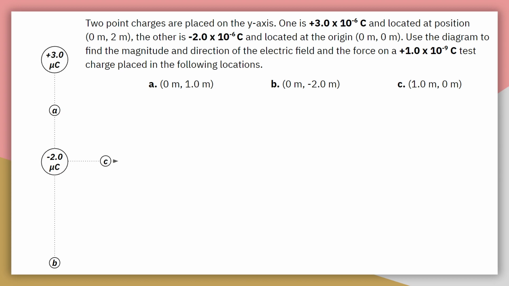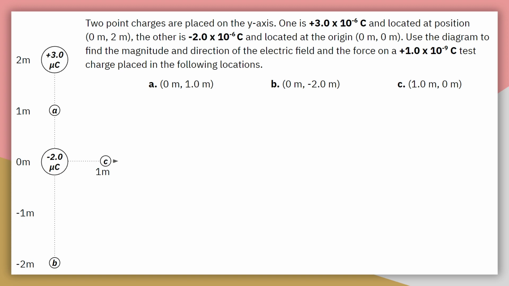So the first thing that I'd recommend doing with this problem is setting up a scale using that coordinate system. So that way the negative 2.0 times 10 to the negative 6 coulomb point charge is located at the origin, that coordinate of 0 meters on the x-axis and 0 meters on the y-axis. 2 meters above that on the y-axis is the positive 3.0 times 10 to the negative 6 coulomb charge. And then we have the points A, B, and C at those three coordinates respectively.